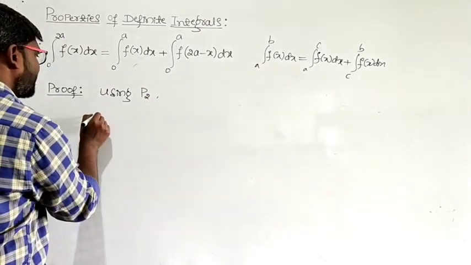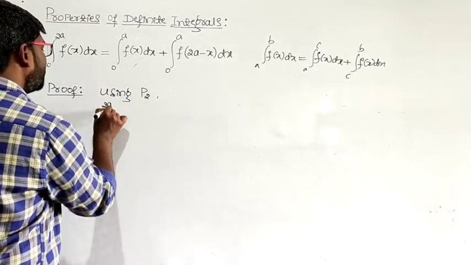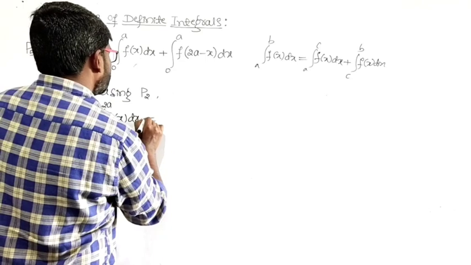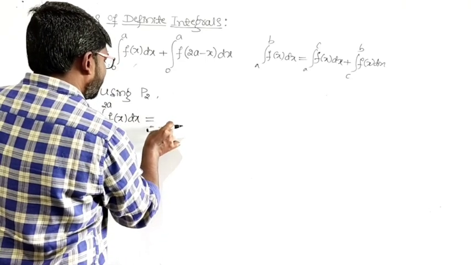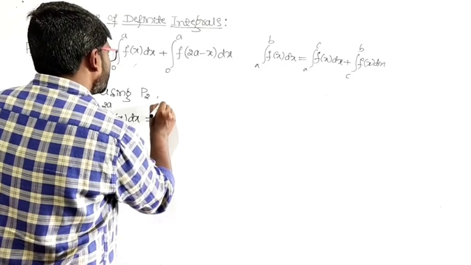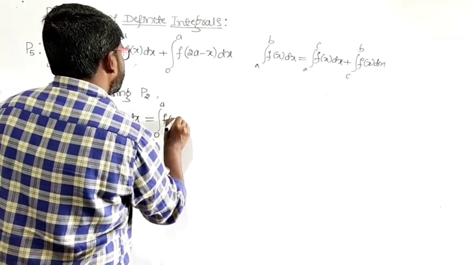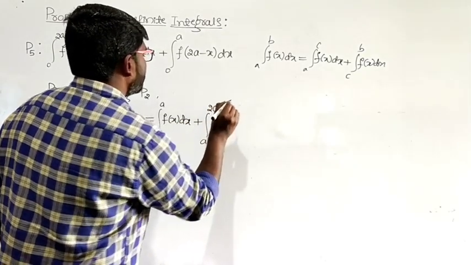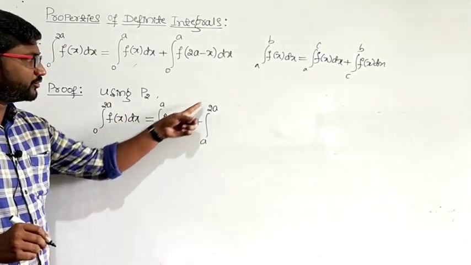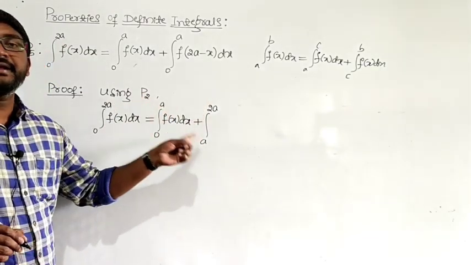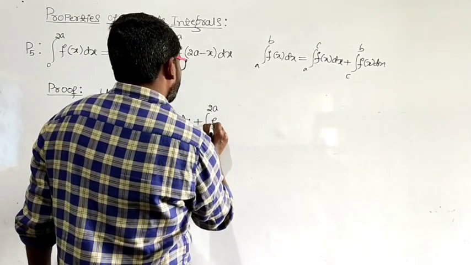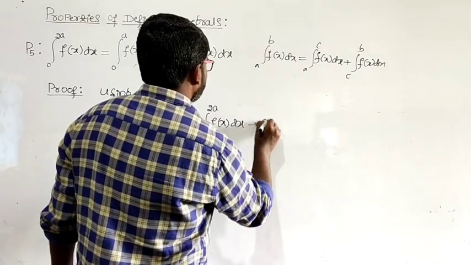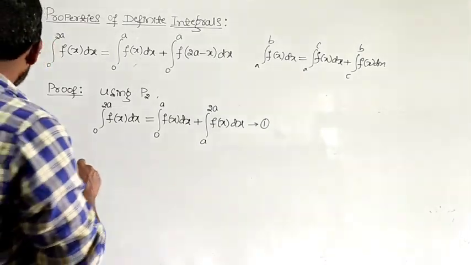Then this can be written as the integral from 0 to 2a of f of x dx, which equals, using P2, the integral from 0 to a of f of x dx plus the integral from a to 2a of f of x dx. Here the main limit is 0 to 2a, and we have taken a as the intermediate limit. Call this equation number 1. Now we have to go for the substitution.